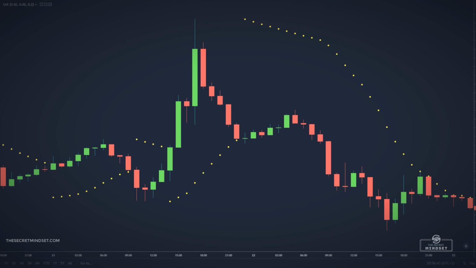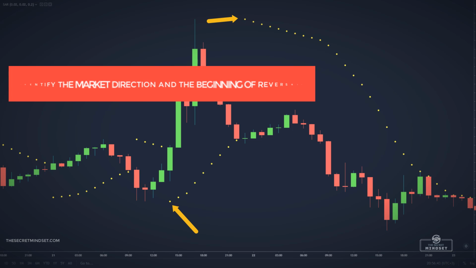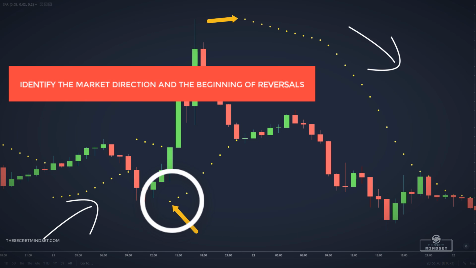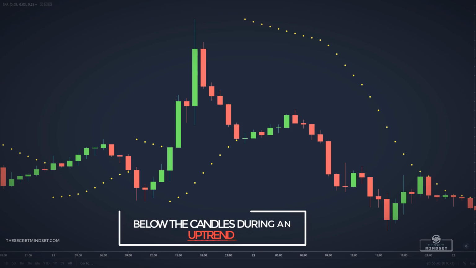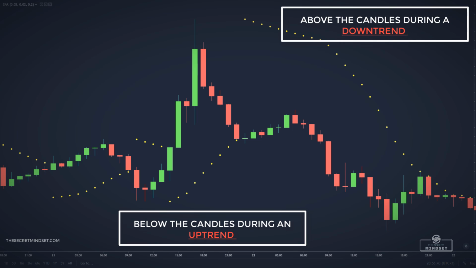Parabolic SAR is an indicator displayed as a series of dots, mainly used to identify the market direction and the beginning of reversals. It allows traders to evaluate the trend direction, to pinpoint entry and exit points, and also place trailing stops. The dots of this indicator shift from being below the candles during the uptrend to above the candles when the trend reverses into a downtrend.